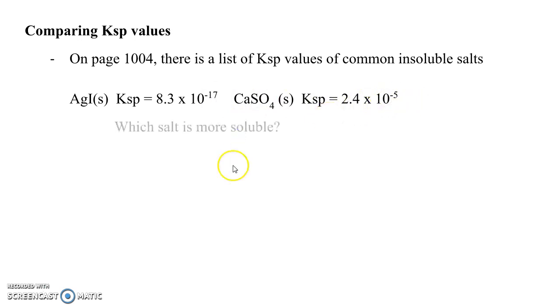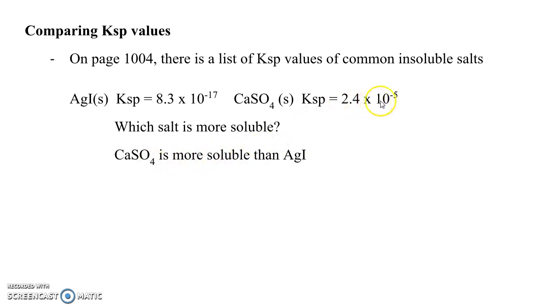negative 5th. So a question you're going to be asked is which salt is more soluble? And all you have to do is look at those two numbers and figure out which one is the bigger of the two numbers, which in this case is the calcium sulfate. So the bigger number, 10 to the negative fifth, means more of those ions are floating around in solution in comparison. Okay, so just comparing the powers of 10 here, you can look at which is more soluble.